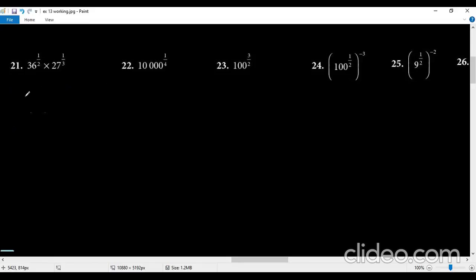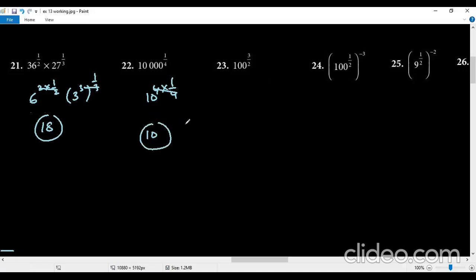When it comes to 36, it is 6 square times 1 over 2, and this is 3 times 3 cube is 1 over 3. So these two cancel, 6 times 3 is going to be 18. Now this has 4 powers, that means 10 to the power 4 times 1 over 4 cancel. This is going to give a 10. When it comes to 23, it is 10 square. I can write 400 multiplied by 3 over 2. 2 and 2 cancel, and 10 cube is going to be the answer. Or you can write 1, 2, 3 as an answer.